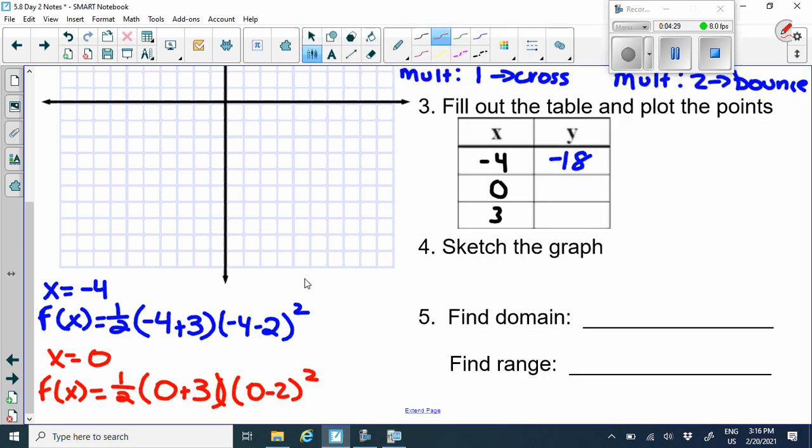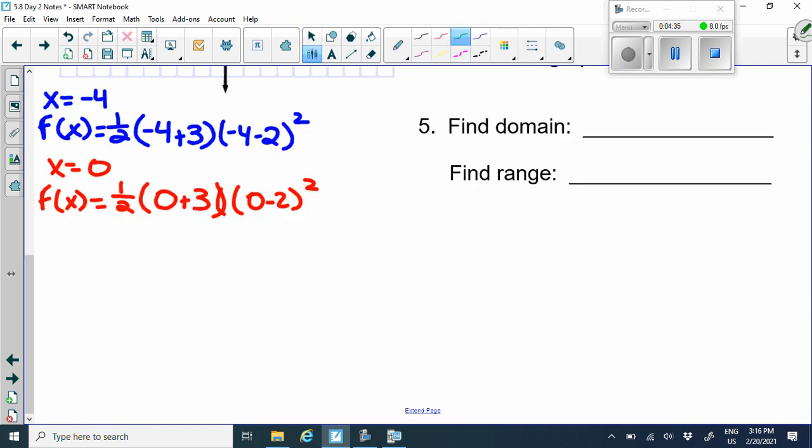Okay. Now our last one is we're going to do the number 3. So I'm going to make that into a green. We do the same thing. So x equals 3. I do f of x equals 1/2. I do 3 plus 3, and then 3 minus 2 squared.